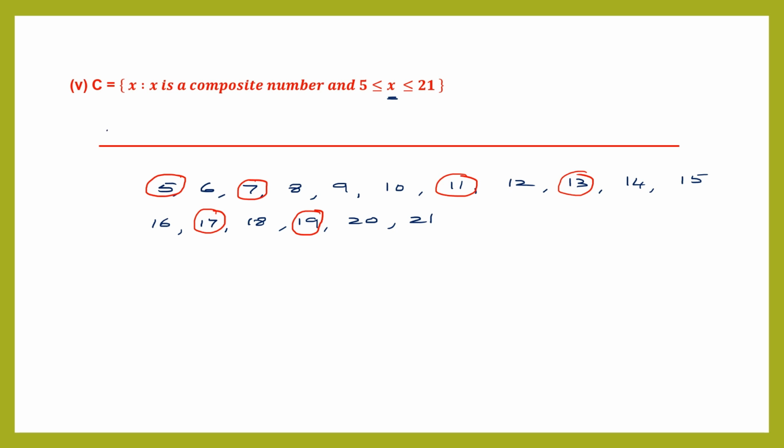So let's write the elements of set C. Set C is equal to, let's write all the numbers which have not been circled. 6, 8, 9, 10, 12, 14, 15, 16, 18, 20 and 21. So these are all the composite numbers between 5 and 21. So this is our final answer.